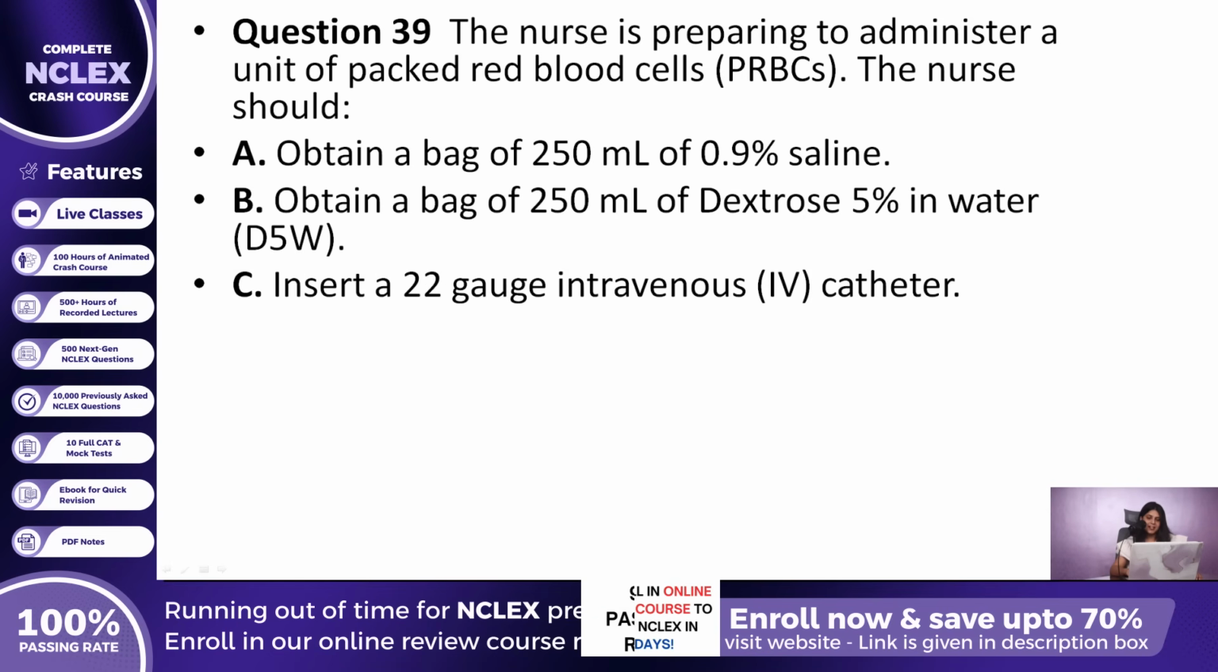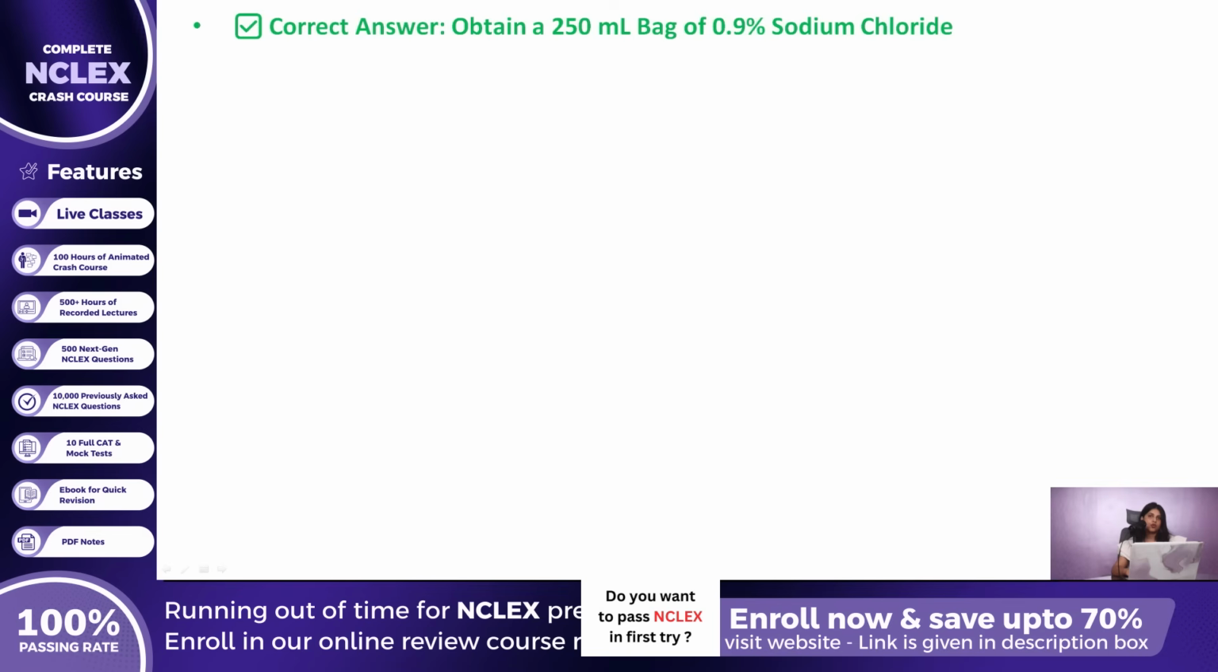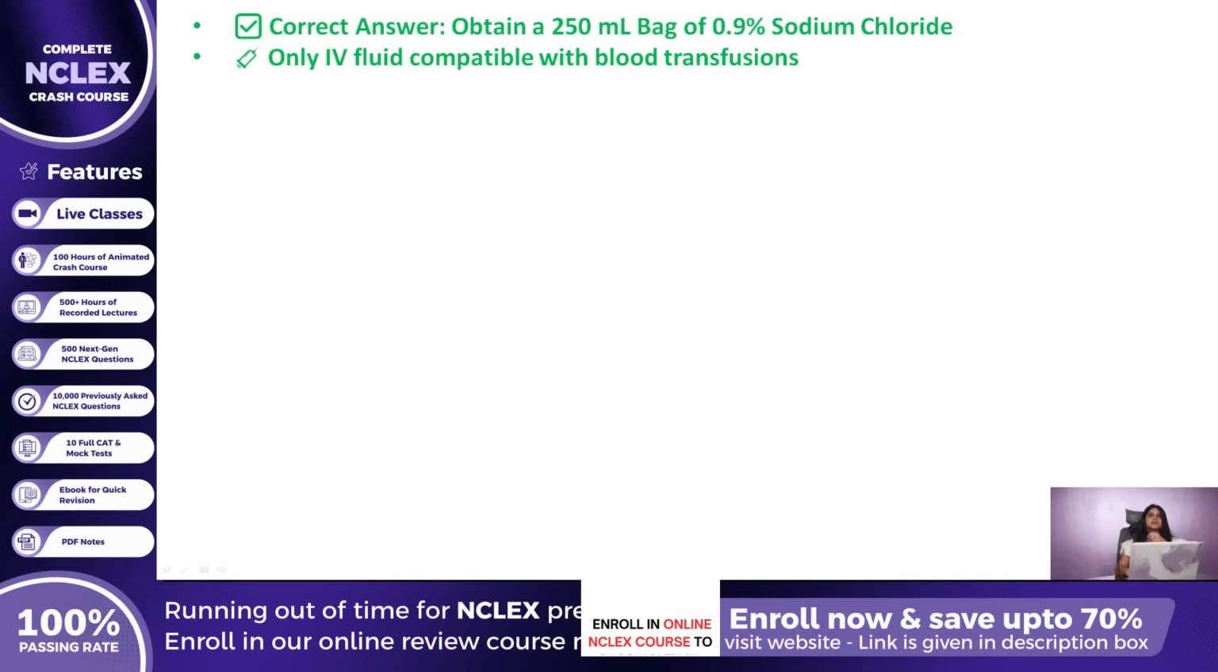C. Insert a 22-gauge intravenous catheter. And D. Initiate continuous telemetry monitoring. The correct answer is option A. Obtain a 250 milliliter bag of 0.9% sodium chloride, as it is the only intravenous fluid compatible with blood transfusions.